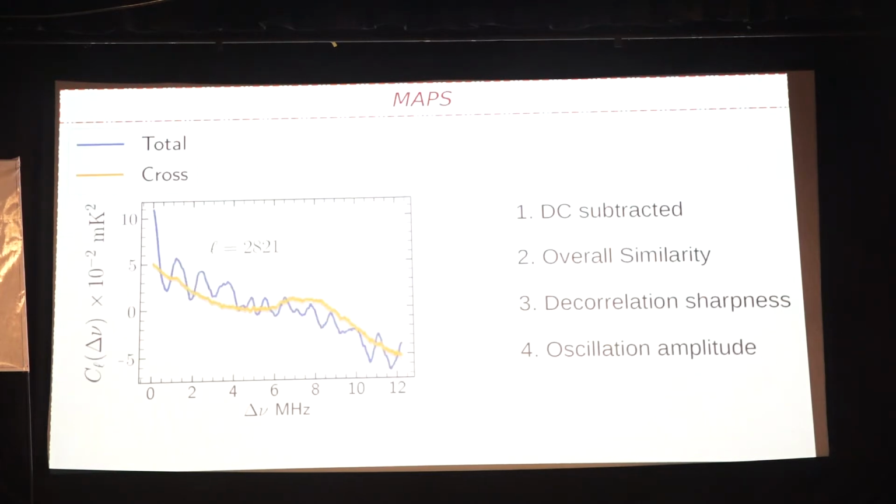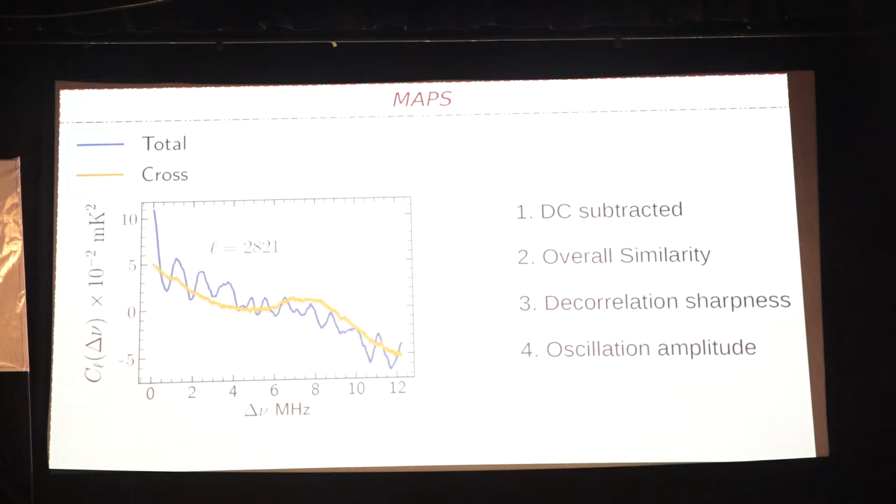In this blue curve, I have shown the multi-frequency angular power spectrum C_L(Δν) as a function of Δν for a particular angular multipole L. There are many other angular multipoles, but I am showing only one. The blue one shows the estimates from total, and the yellow one shows what I got from the cross estimator. The plot here shows the DC subtracted value because the two had different DC levels, and it is easier for visual clarification.